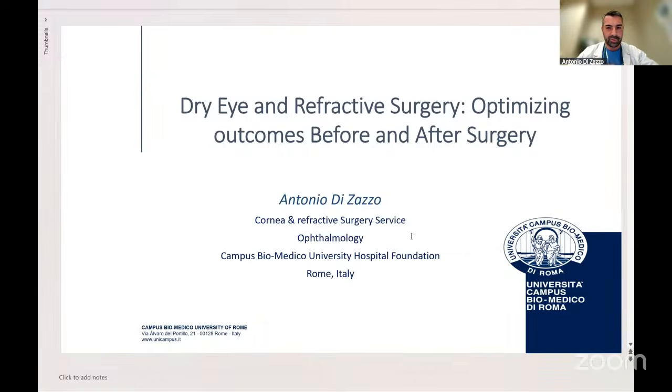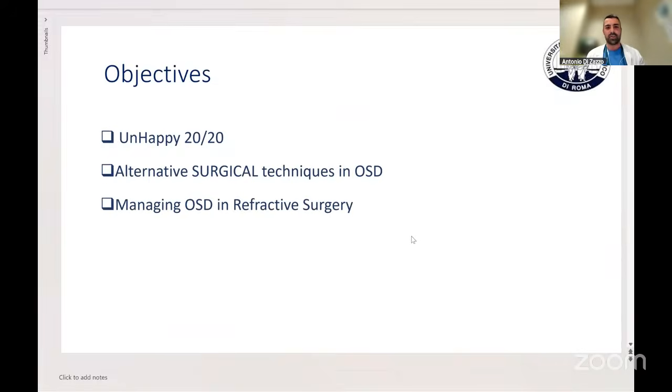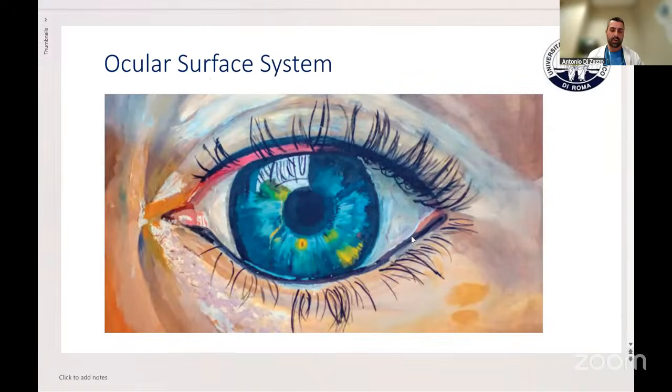So, dry eye and refractive surgery: how to optimize the outcome before and after surgery. To better understand what an unhappy 20/20 patient is, what the alternative surgical techniques are, as Professor Baudouin was saying, these kinds of patients, and how to manage them when we need to do the surgery.